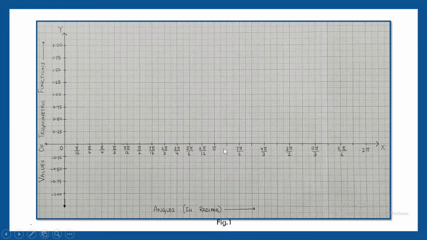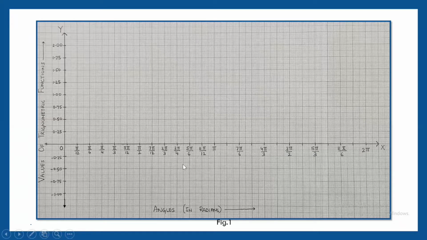13 pi by 12, I had missed out. 14 pi by 12 comes out to be 7 pi by 6, 15 pi by 12, 16 pi by 12 is again 4 upon 3 pi, 17 pi by 12, 18 pi by 12, which is 3 upon 2 pi, 19 pi by 12, 20 pi by 12, which is 5 pi by 3, 21 pi by 12, 22 pi by 12, which is 11 pi by 6, 23 pi by 12, and finally 24 pi by 12, which is 2 pi.